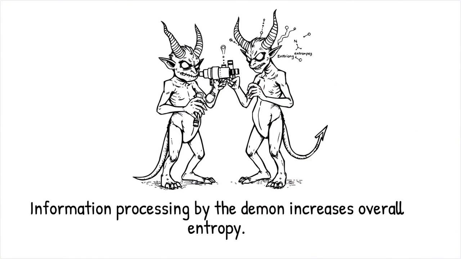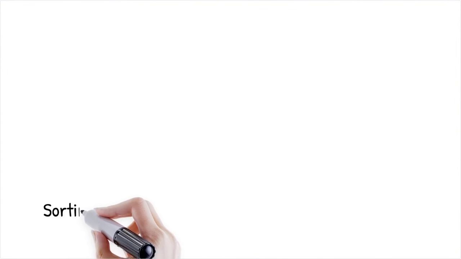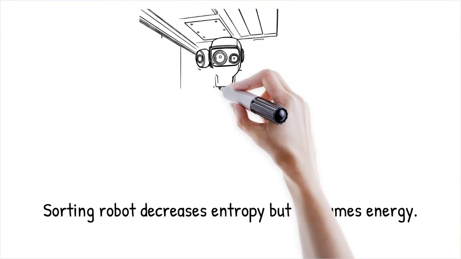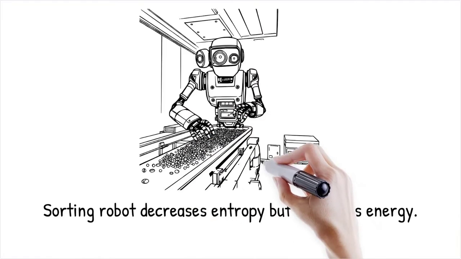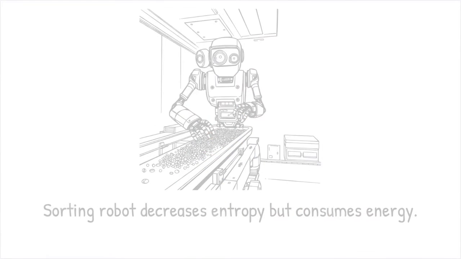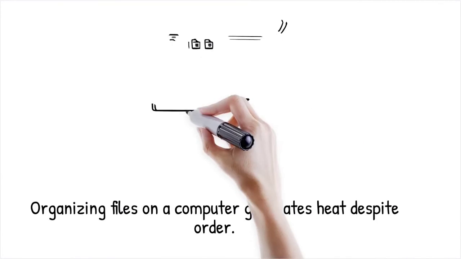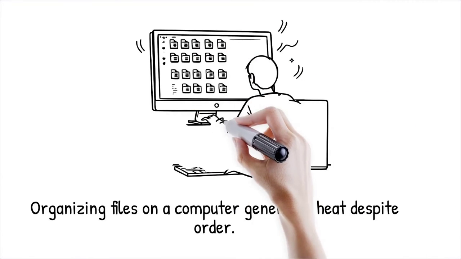A sorting robot that decreases entropy in its task must still expend energy to run its sensors and logic. Like organizing your files on a computer, it takes CPU power and generates heat despite creating digital order.